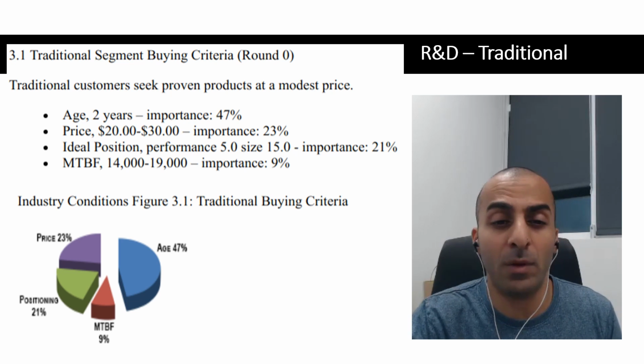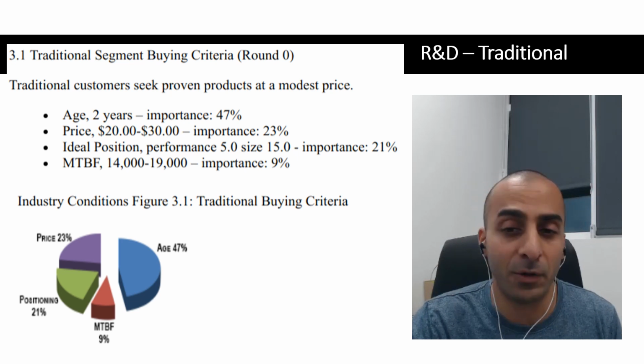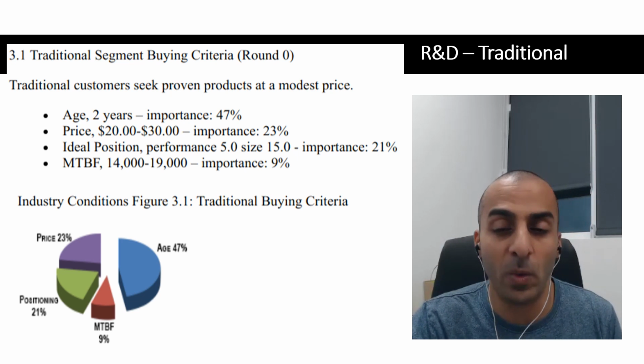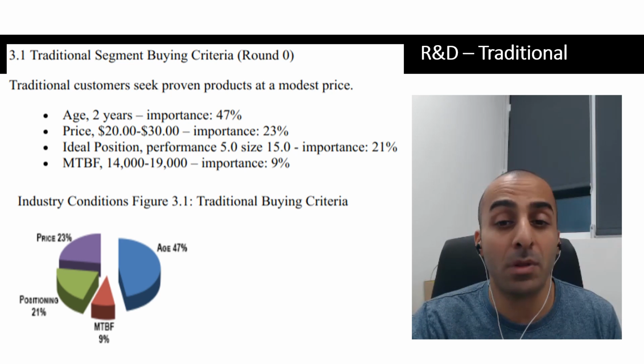Before we move on, I want to have a quick look at the pie chart and see visually how much more important the age is compared to the other criteria, especially when you can't control the price that much. So the age is definitely going to be our main concern when we are setting the revisions for the traditional product.